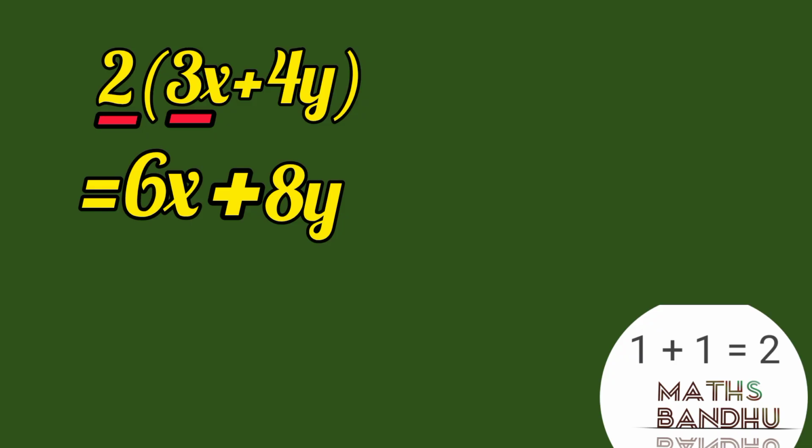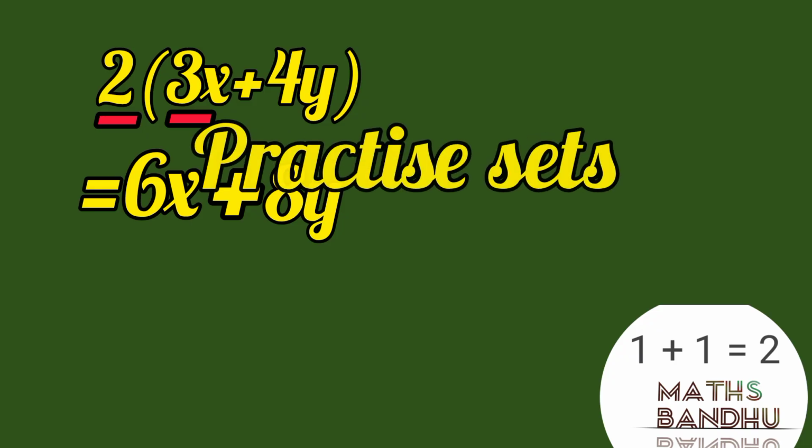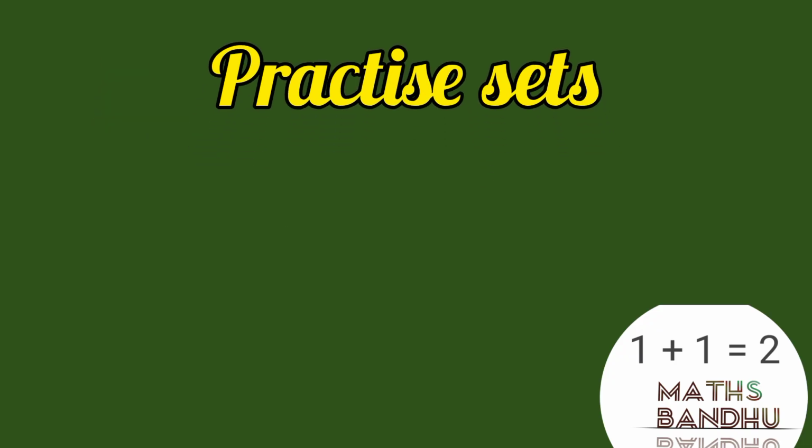And this is our answer, because we cannot add unlike terms. But if they were like terms, then we had to add them and get the answer. So let's do practice sets now.